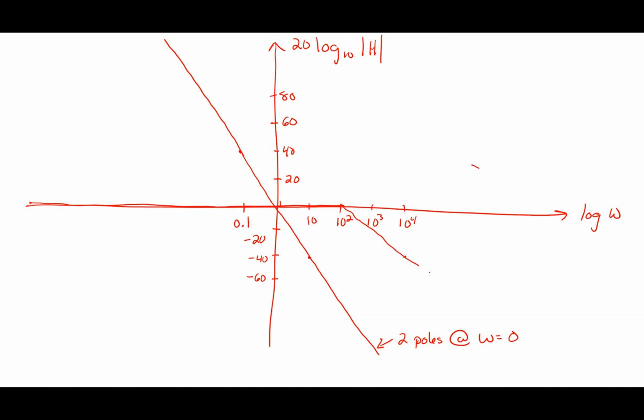And I should see this guy looks shallower than that guy. The reason he's shallower is because this was 2 poles. This guy was -40 dB every decade. This guy is -20 dB every decade. So he's fallen off shallower.